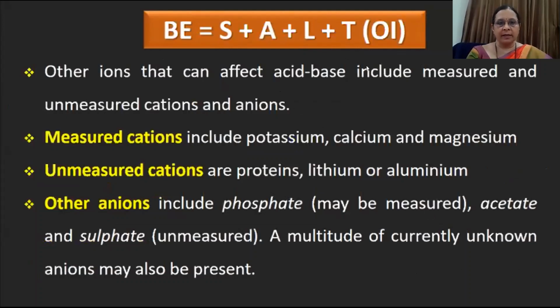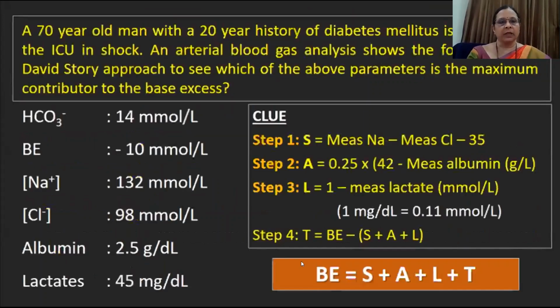Other ions that can affect acid-base include measured and unmeasured cations and anions. The measured cations which you've not included in your calculations may be potassium, calcium, magnesium. You look at the reports, look at the patient. Unmeasured cations may be proteins, maybe the patient is on lithium, or maybe aluminum toxicity. Other anions may be phosphate, sulfate, ketones, as we already mentioned. Maybe there are a whole lot of other unknown anions that we may not be measuring. We don't know them.